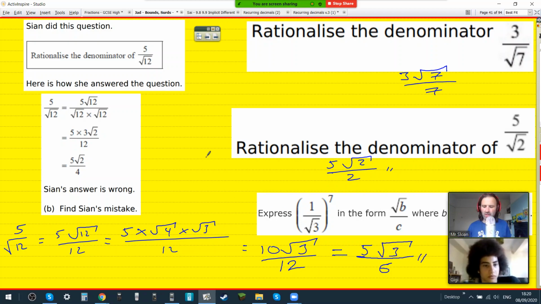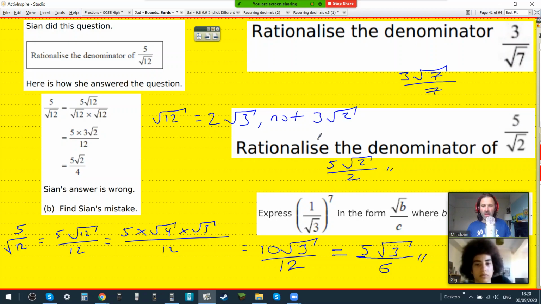Any idea what mistake they made? She times 5 by the 3. Yeah, by the 4. So root 12 is 2 root 3, not 3 root 2. It's really not obvious. I didn't spot it until I did the question myself. And usually, not always, part C for that question might be like what should the answer have been. So they'll ask you that anyway, so you might as well just get it that way.